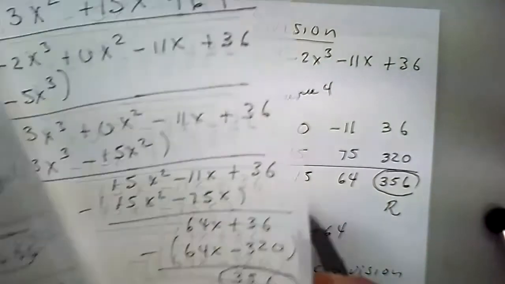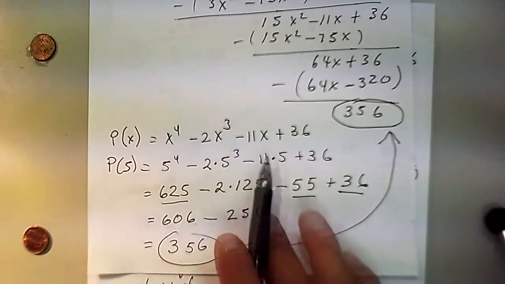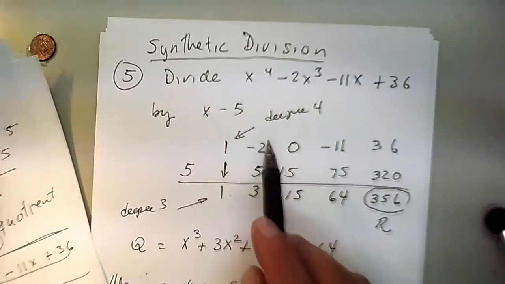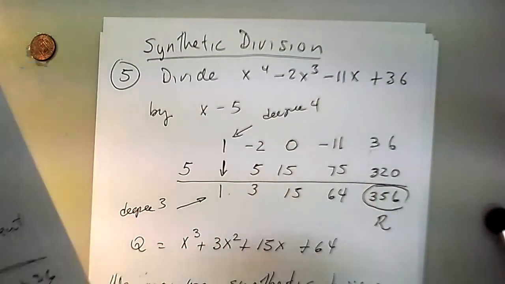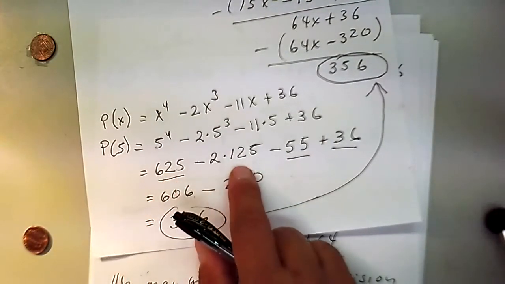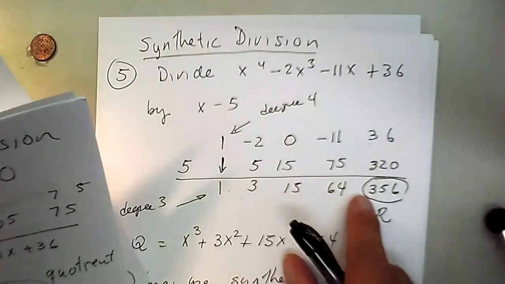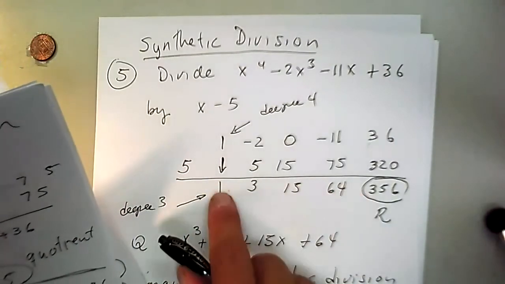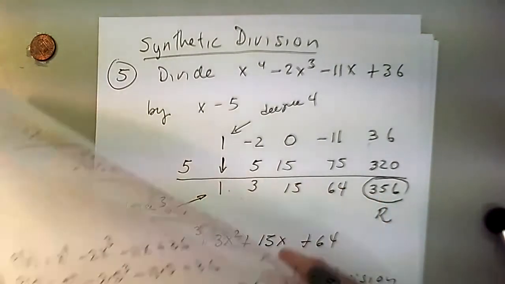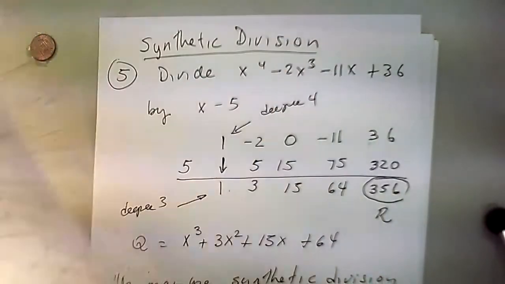If you want to find an output of a polynomial, synthetic division quite often is faster if you're doing it by hand than actually plugging in the number. So for instance, back here, we had to come up with 625 and 250, and then we have to do a bunch of additions and subtractions. Here, we never got to 625. Isn't that neat? We never ever did. And yet we got the same answer. So synthetic division can be simpler than plugging in the number.